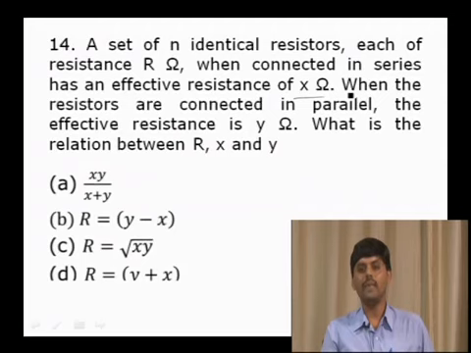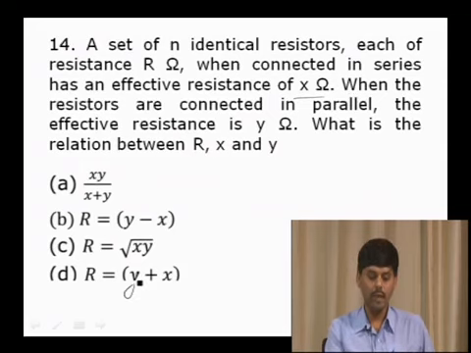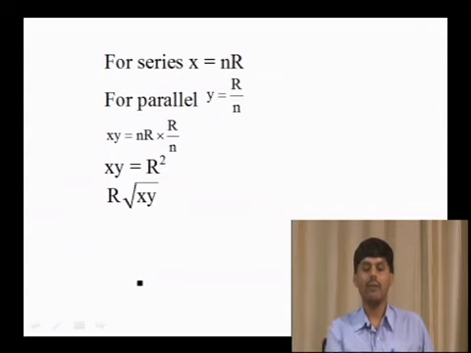Option B, R is equal to y minus x. Option C, R is equal to root of xy. D, R is equal to y plus x. The solution for this: for series combination, Rs, in place of Rs they were taken x, is equal to nR for identical resistors. For parallel, Rp is equal to R by n.